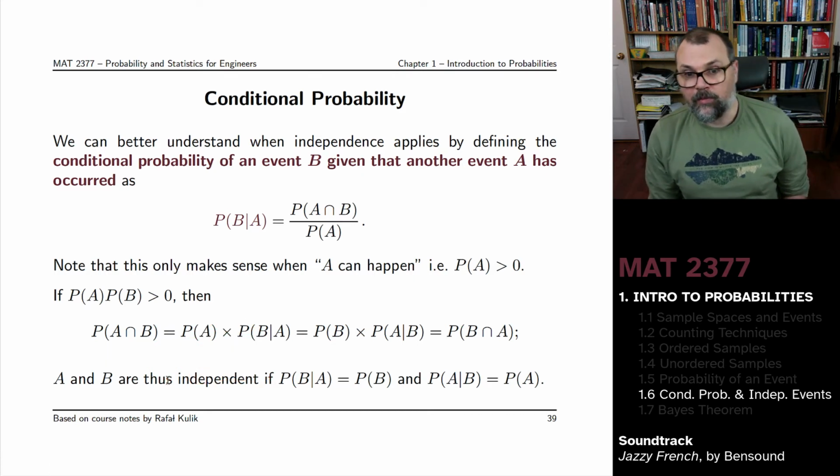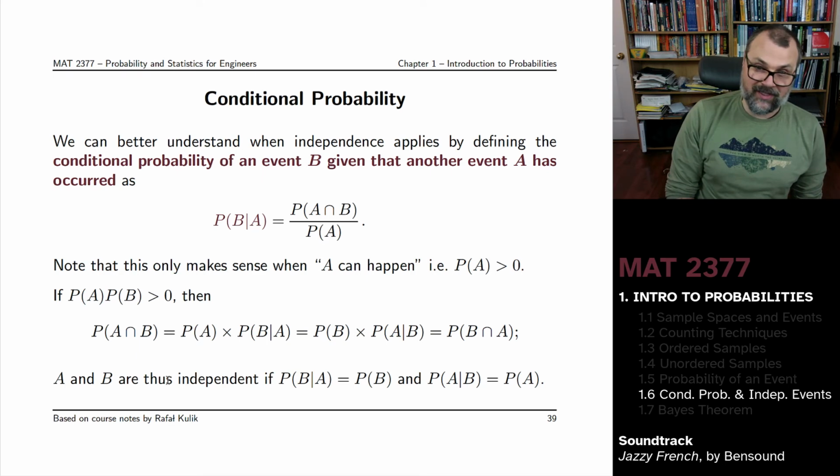Similarly, if knowing whether B occurred or not doesn't change the probability that A occurred, then A and B are independent.